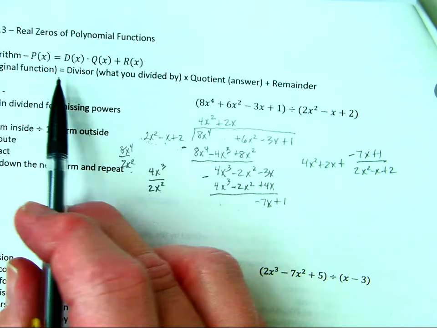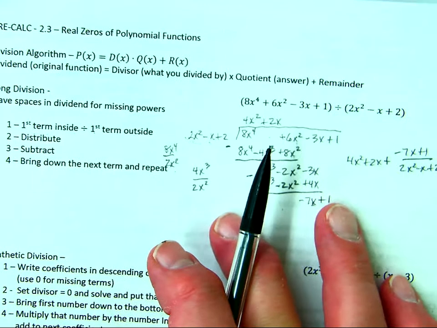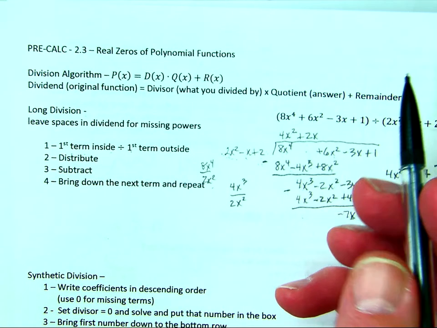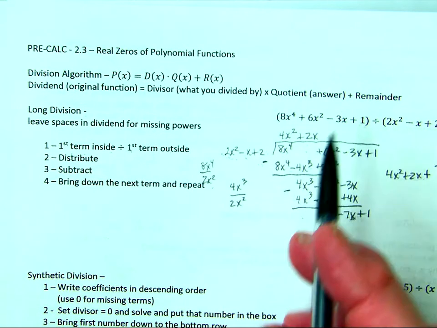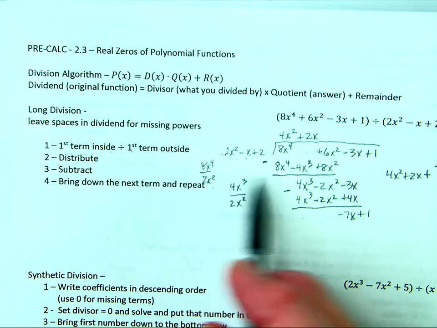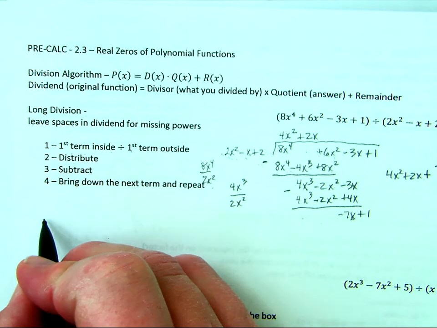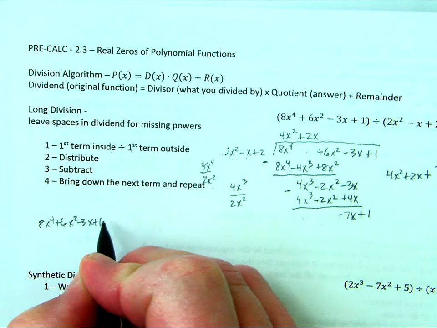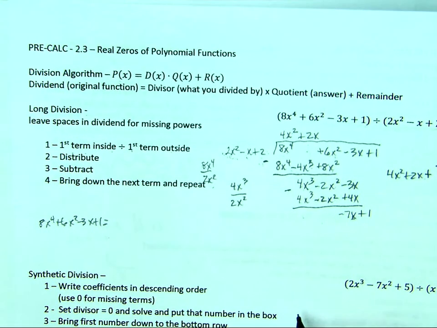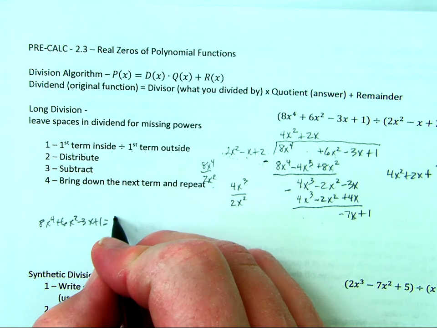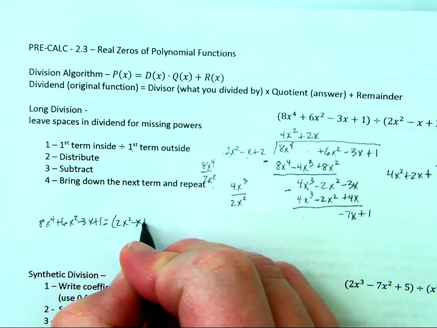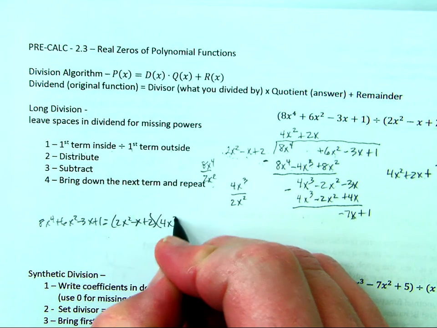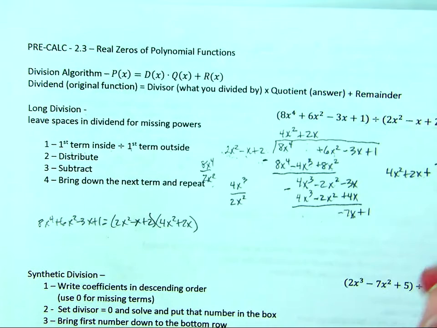Now I put this thing at the top that says division algorithm. It's a fancy name. Sometimes they'll ask you to write your answer using the division algorithm. It's really just a long thing. It says P of x, that's the thing we started with, 8x to the fourth plus 6x squared minus 3x plus 1, equals d of x, that's your divisor, which was 2x squared minus x plus 2, times Q of x, the quotient, that's the answer, 4x squared plus 2x, plus r of x, that's the remainder.